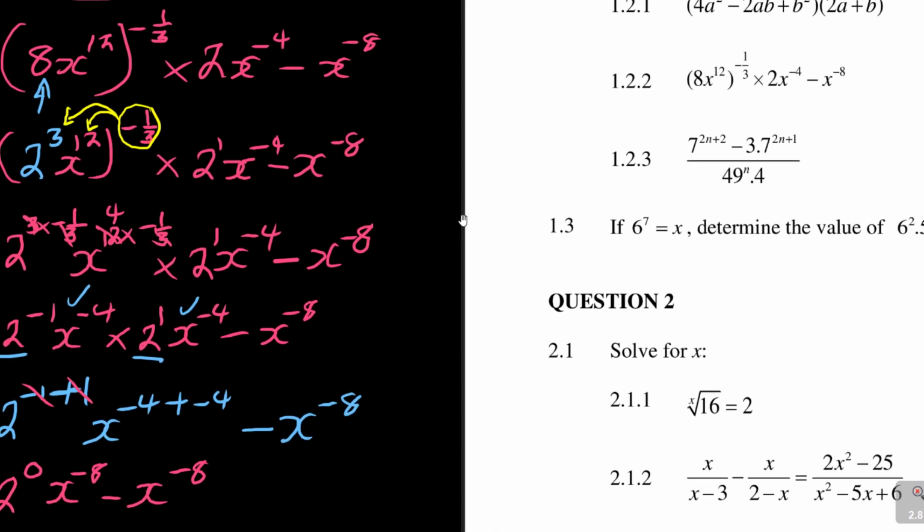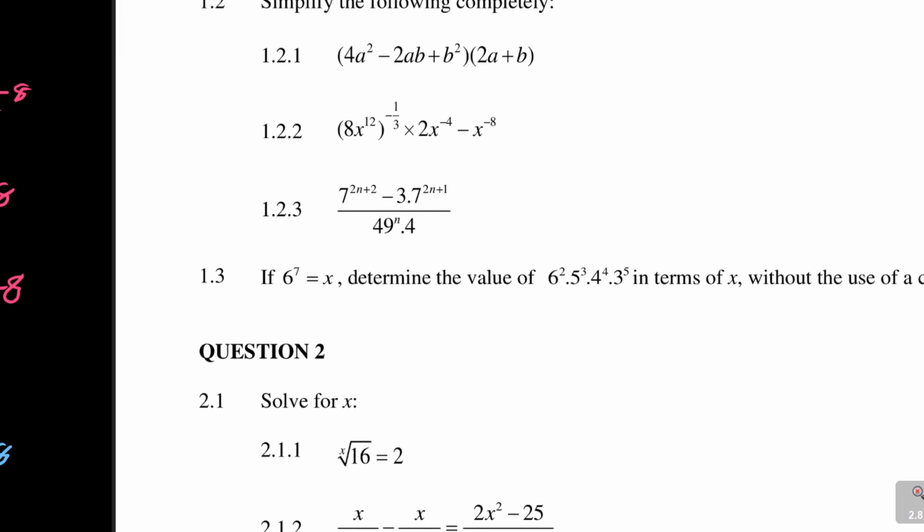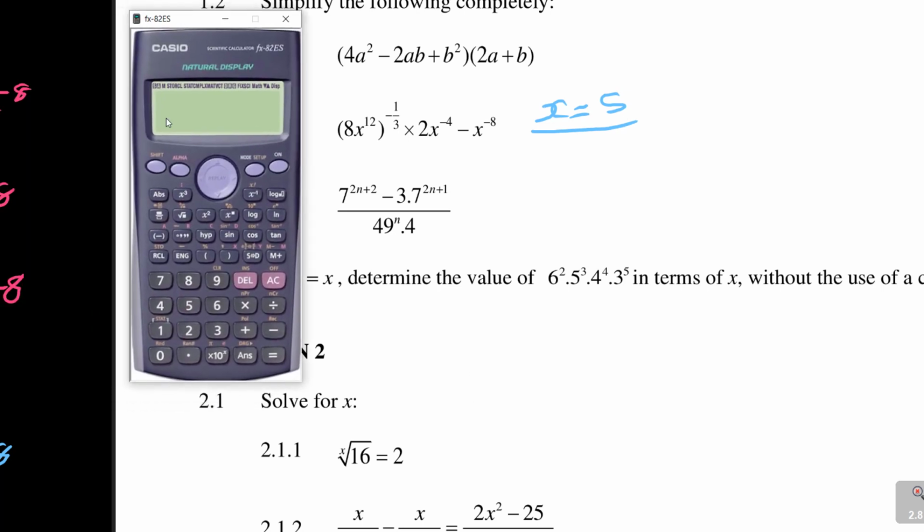You could have actually tested this thing. I can show you what to do also in an exam, just to see if you're doing it right. You can test and say, let x be equal to, let's choose the number 5. Where there is x, you are going to put 5. So if you take a calculator here and you say 8 times 5 to the exponent 12, because we said let x be equal to 5.